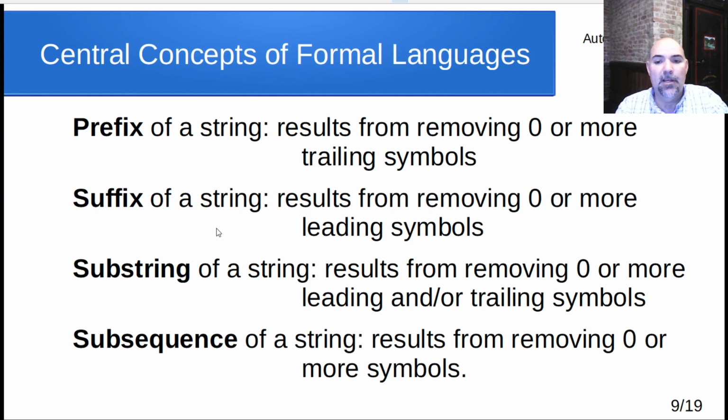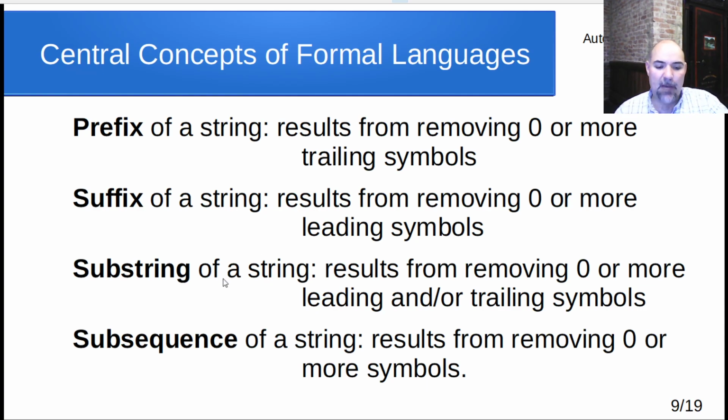Substring, we remove 0 or more symbols from the beginning and or the end. So pretty much you can cut off a prefix, cut off a suffix, and what's left in the middle would be a substring. Now a subsequence is a little bit different. With a subsequence, we're removing 0 or more symbols from anywhere within the string. So for example, ET would be a subsequence, but not a substring, and it's not a prefix and it's not a suffix, but ENT is a substring and also a subsequence.